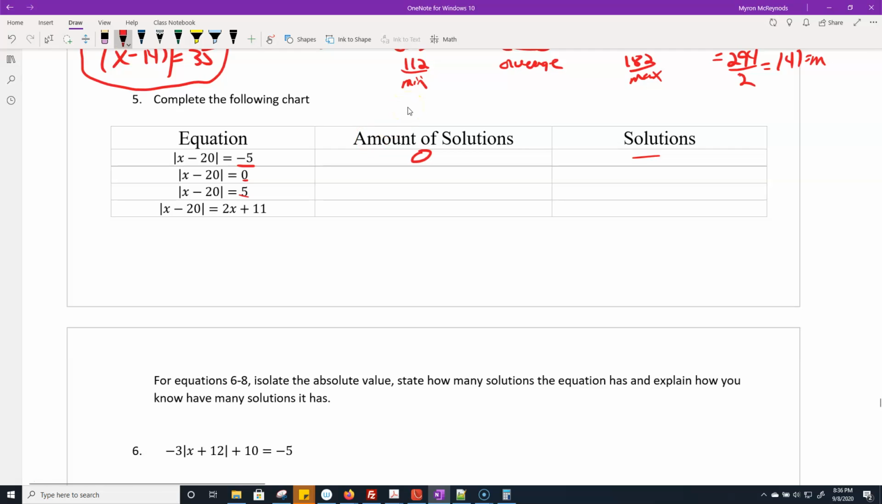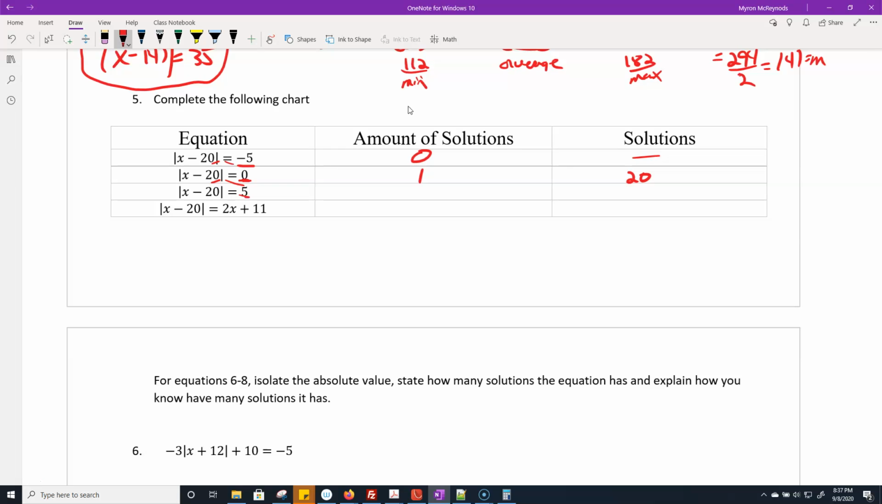Now if it's equal to 0, you remember normally you would split once you get the bars by themselves, positive and negative 0, that doesn't even make sense. It's just one number, right? So when it's equal to 0, you only have one solution. And what's the solution here? x minus 20 equals 0? X is 20. 20 minus 20 equals 0.